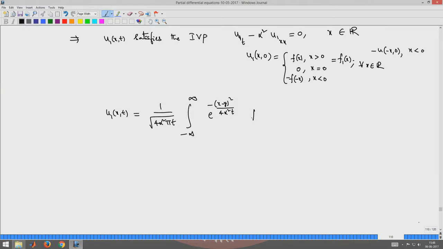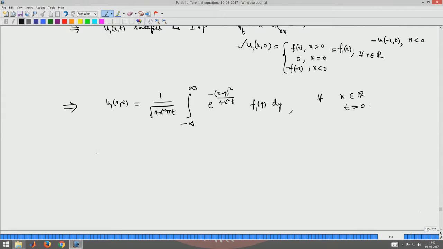Now, here f1 of t, f1 of y dy. So, this is your solution. This is true for every x belongs to R and t positive. This is the solution over the full real line for the heat equation with this initial data, okay. But you need u1 of x, t when you restrict x only to the positive side, that is exactly your u of x, t, right.